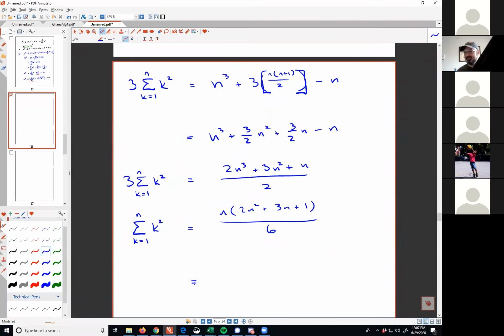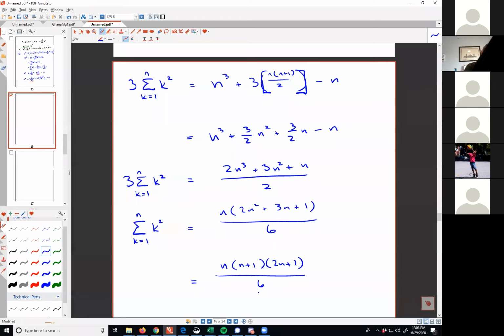No, you can divide it by 6. 2n squared plus 3n plus 1. How does that factor? It's a quadratic, but we can factor it into n plus 1 times 2n plus 1. Maybe later this week, we'll talk about factorization techniques. But there we have it.